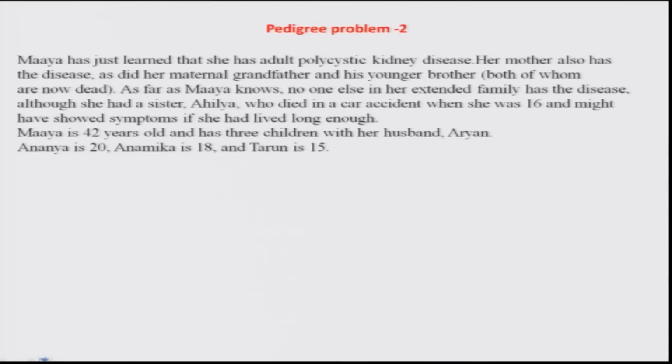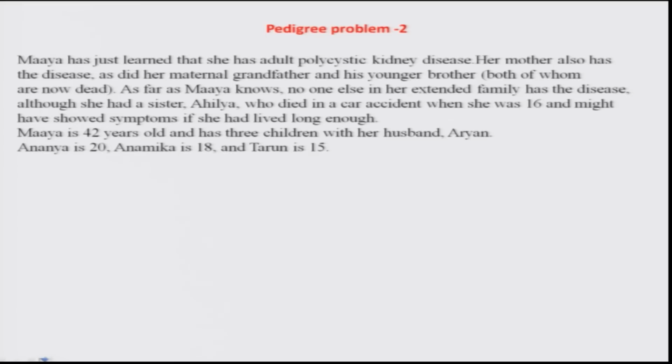The second problem is a bit big and I will go through it. Maya has just learned that she has adult polycystic kidney disease. Her mother also has the disease, as did her maternal grandfather and his younger brother, both of whom are now dead. As far as Maya knows, no one else in her extended family has the disease, although she had a sister, Ahilya, who died in a car accident when she was 16 and might have shown symptoms if she had lived long enough. Maya is 42 years old and has 3 children with her husband Aryan. Ananya is 20, Anamika is 18 and Tarun is 15.